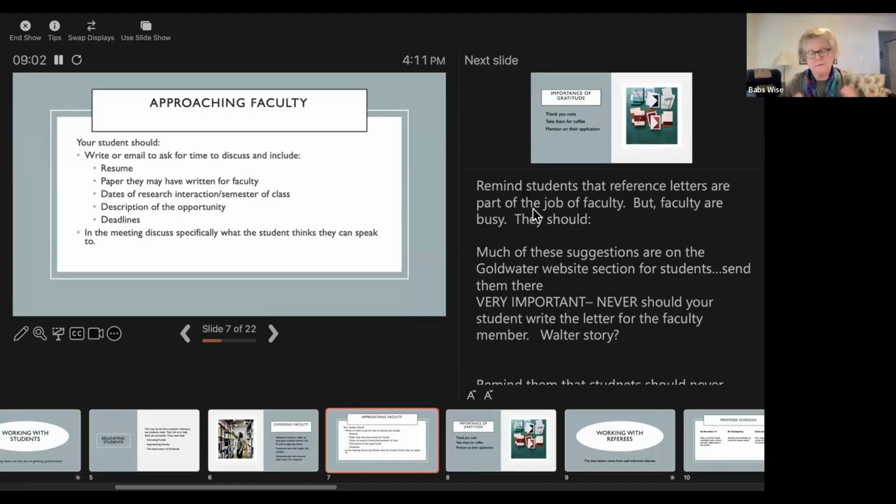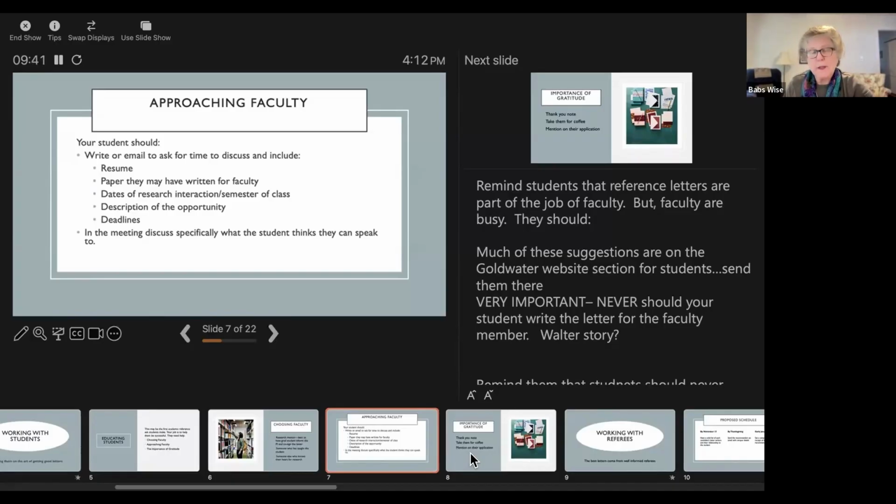In the meeting, when the student finally gets together with a faculty member, the student should talk about what they really think this faculty member can speak to. What are the things, maybe it's, that idea I came up with in your class about so-and-so. Is there a way you can talk about that? Or I really need you to be my research mentor on this, or talk about how I operate in class. Any of those kinds of things that the student can help the faculty member start to pull together the letter.